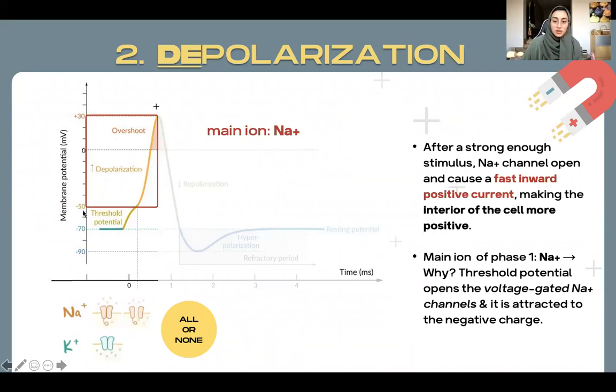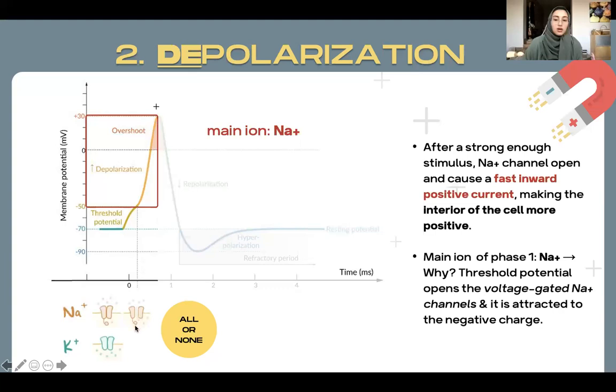Okay, so when you have your threshold hit, this is what we call the upstroke. See how it's going upwards? It's becoming more positive, positive, positive. This is because all of those sodium ions are rushing into the cell. So now the inside of the cell is more positive, right? Sodium is a positive ion. So you're bringing all of those positive signs inside the cell. Okay, so this is what we're calling the upstroke. This is the depolarization phase.